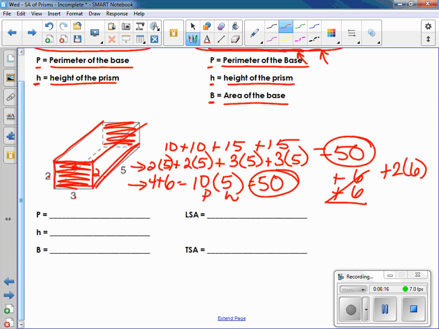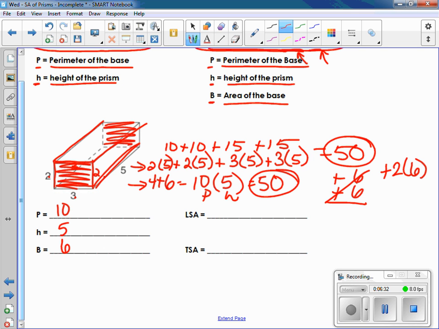So again, we're going to fill this in down here. The perimeter is 2 plus 2 plus 3 plus 3. So 2 plus 2 is 4, 3 plus 3 is 6. So the perimeter was 10. And remember, that's of the base. The height of the prism is 5. And the area of the base is 2 times 3, so 6.